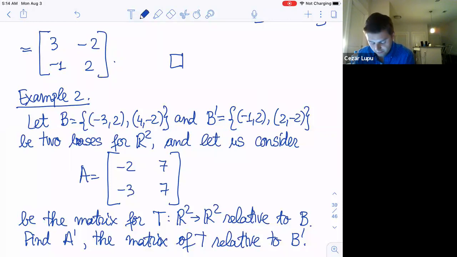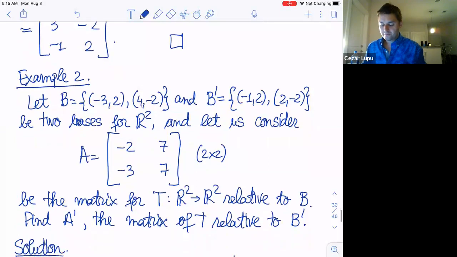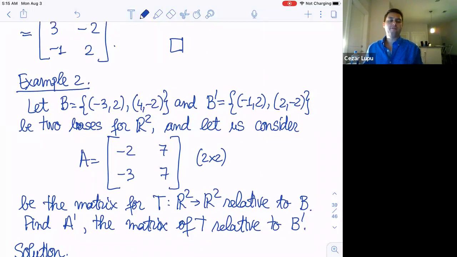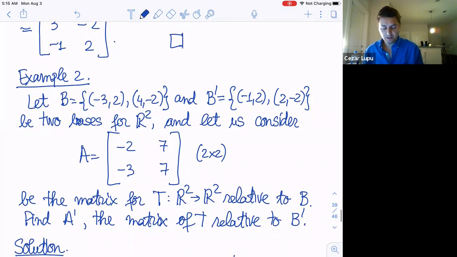Well, the matrix is a 2 by 2 matrix. Of course, it cannot be of any other order. It's given by -2, 7, -3, 7. And again, I want to find the matrix A prime, the matrix of my linear transformation T relative to B prime, given that I know how my matrix A looks for my linear transformation T relative to the basis B. Again, this is pretty straightforward.